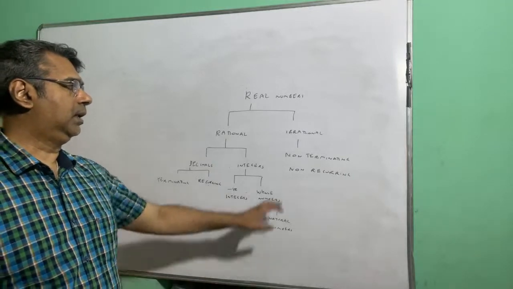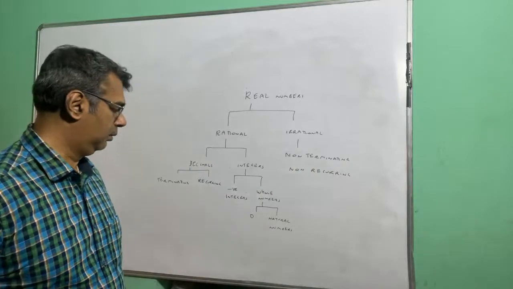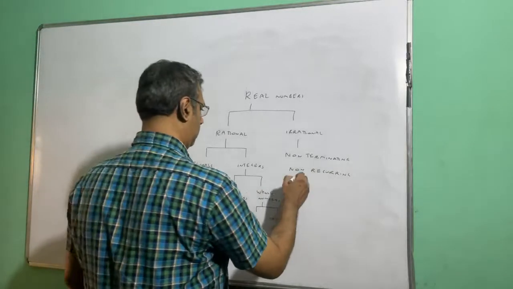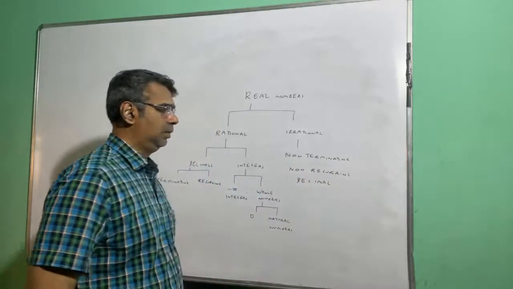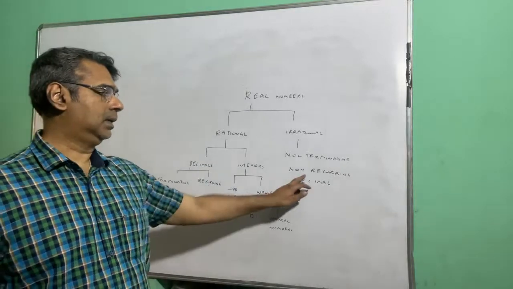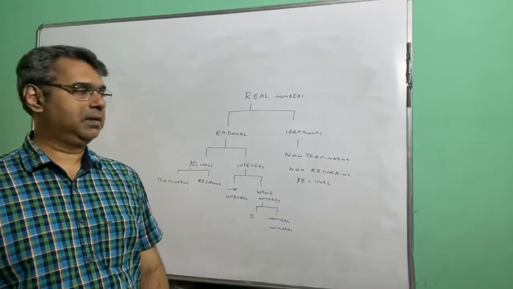Now, an irrational number is basically a decimal which does not end. It doesn't end, it doesn't terminate. Okay, irrational number is actually what? It is a decimal which doesn't end, but there is no recurrence. There is no repetition of digits, but it doesn't end.